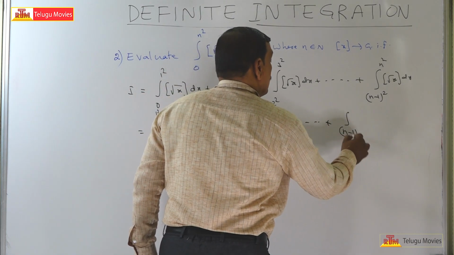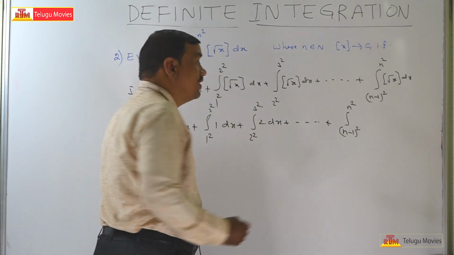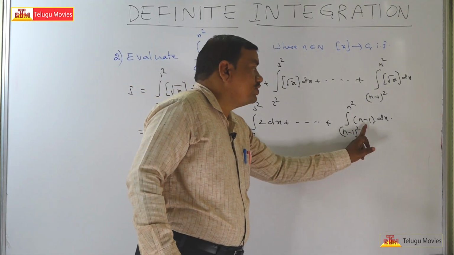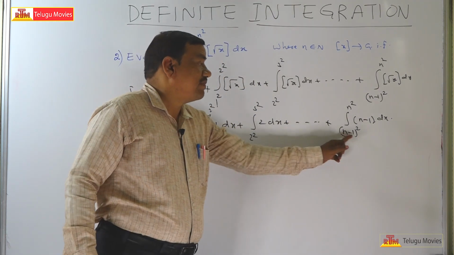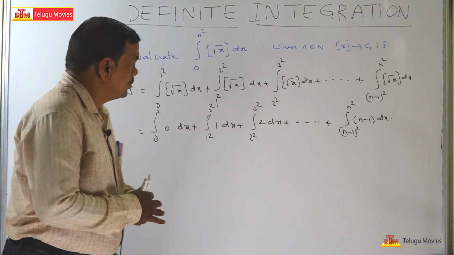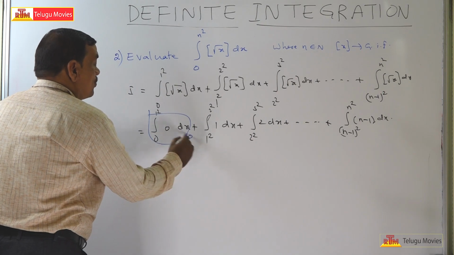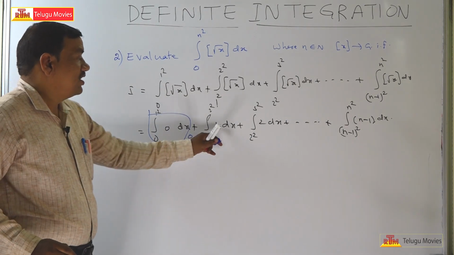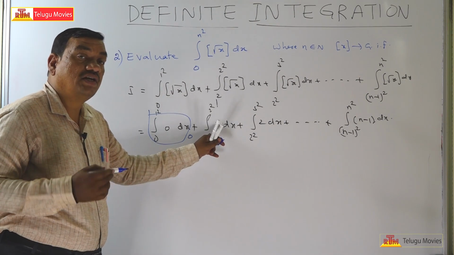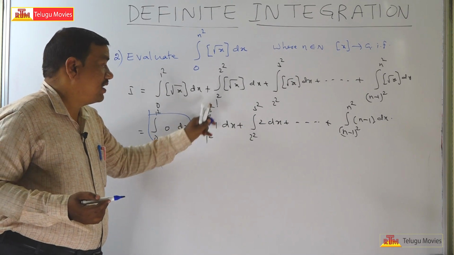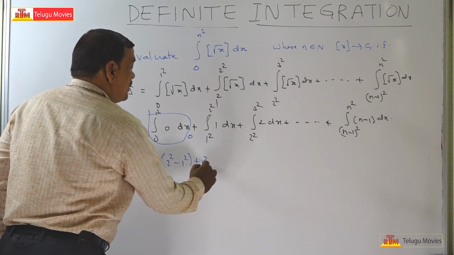Integral (n minus 1) whole square to n square. Here how much will you get? n minus 1. See, if it is 1 square, 1; 2 square, 2; so here for (n minus 1) whole square, you have to get n minus 1. So now let us do this problem. This value is 0, so forget about this. Take the constant 1 outside. What is the integral of 1? x, upper limit minus lower limit, that is 2 square minus 1 square. Here take 2 common outside.